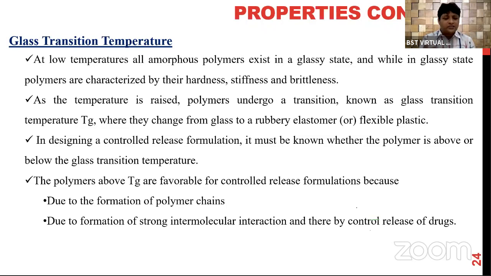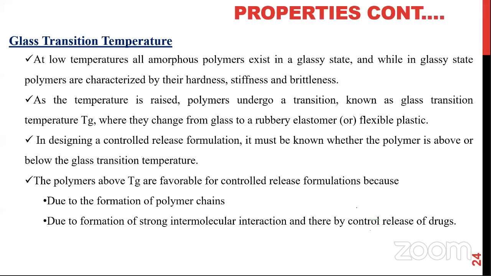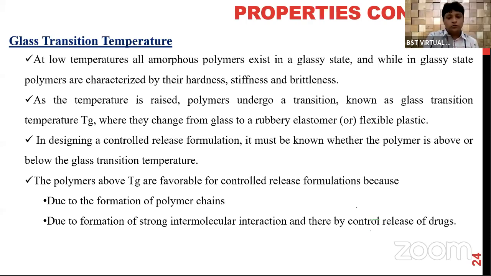So what are the major effects of the glass transition temperature on the polymer? Glass transition temperature means, in short, in one word, the temperature at which the glass starts melting, or the transition goes from solid to semi-solid, or solid to rubber-like nature. That is called the glass transition temperature.